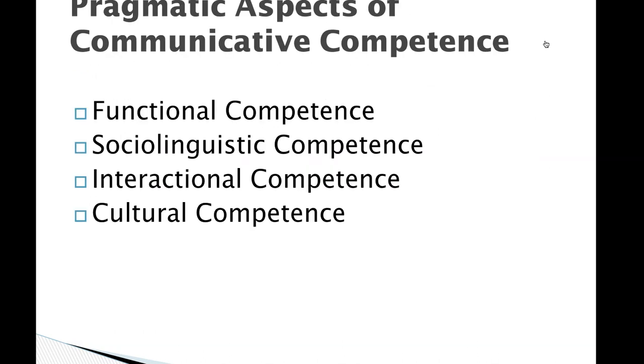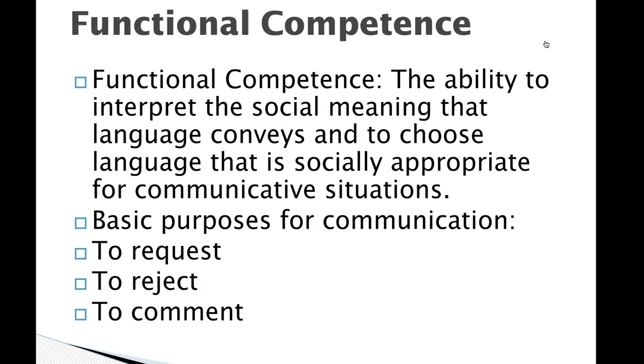Then we've also got pragmatic aspects of communicative competence. We've got functional competence, sociolinguistic competence, interactional competence, and cultural competence. Functional competence is the ability to interpret the social meaning that language conveys and to choose language that is socially appropriate for communicative situations. The basic purposes for communication are to request, to ask for something, to reject, to say no to something, or to comment, which is basically everything else. So those are our three main purposes for communicating.